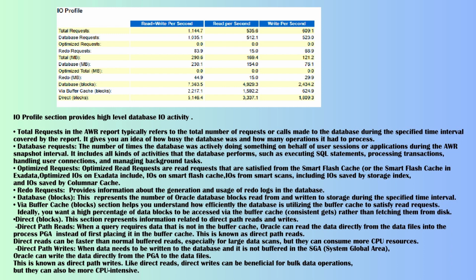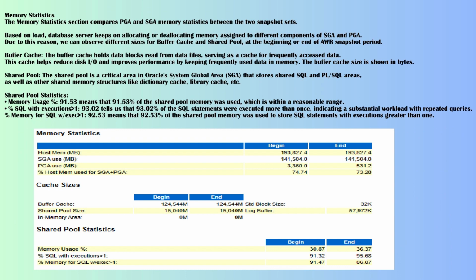Direct path writes: when data needs to be written to the database and it is not buffered in the SGA, system global area, Oracle can write the data directly from the PGA to the data files. This is known as direct path writes. Like direct reads, direct writes can be beneficial for bulk data operations, but they can also be more CPU intensive. Memory statistics. The memory statistics section compares PGA and SGA memory statistics between the two snapshot sets.